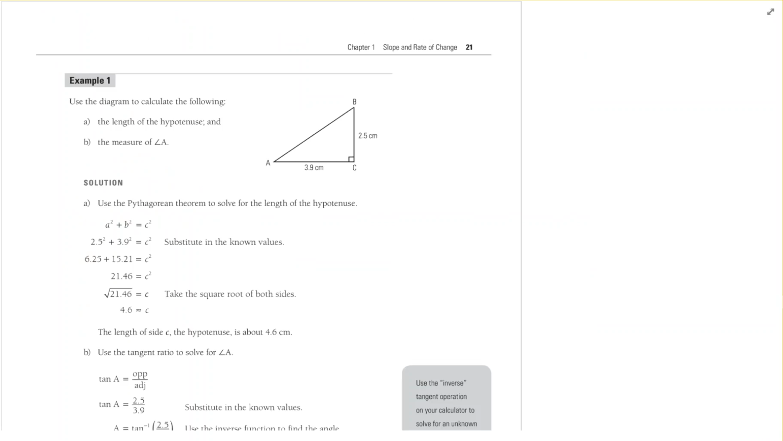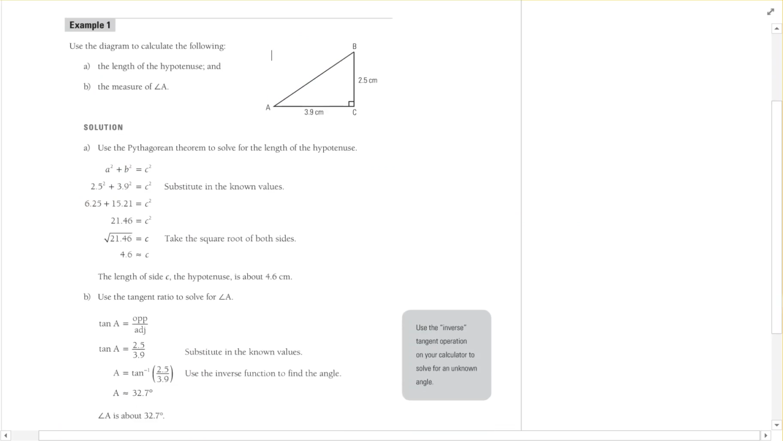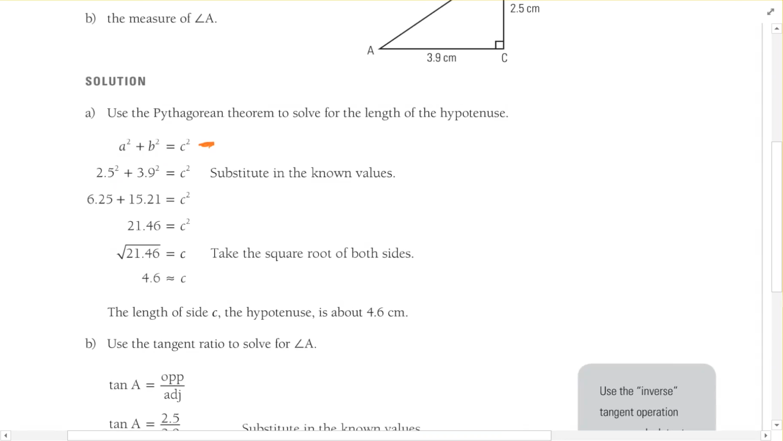So let's do example 1. It says use the diagram to calculate the following. The length of the hypotenuse, so that's this, right? The long side of a triangle is the hypotenuse. So let's do that first. So use the Pythagorean theorem. So a squared plus b squared is equal to c squared, so that one. Zoom in maybe a bit here. And then all you're going to do is just substitute the numbers in.